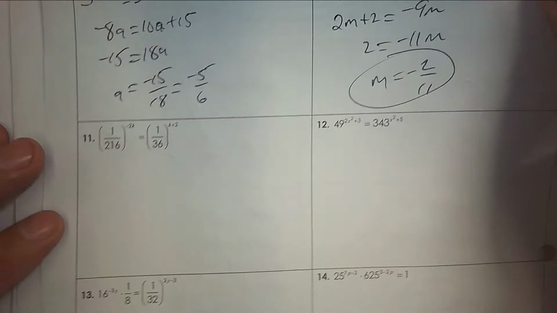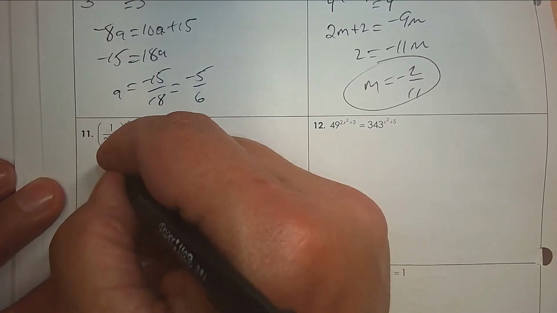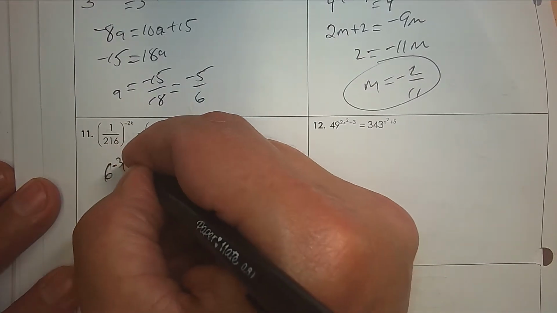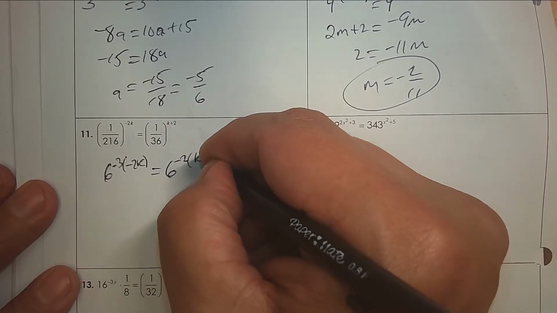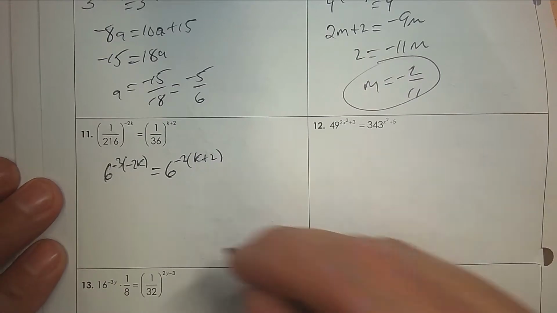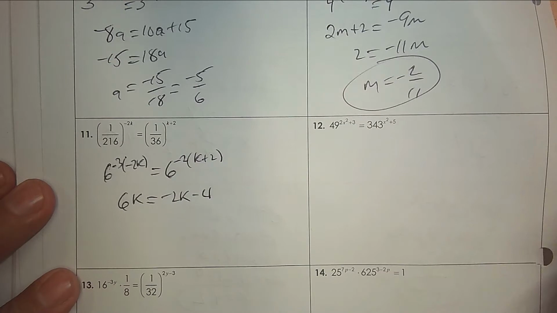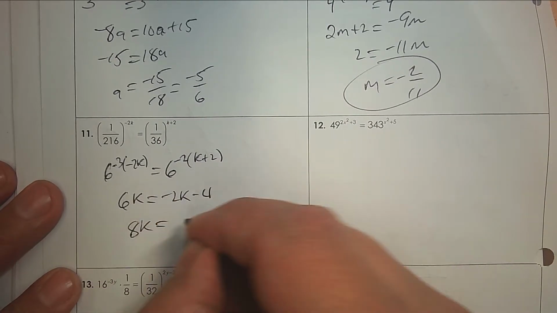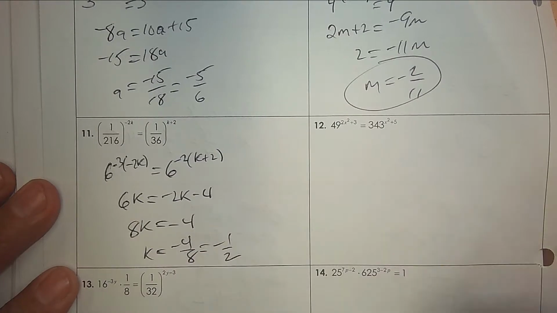Number 11, get the bases to be the same. So in this case it'll be 6. So 6 to the negative 3, and there's already a negative 2k. 6 to the negative 2, and there's a k plus 2. Make the exponents equal to each other. Be careful of the signs. Add 2k. Divide. And you get negative a half.